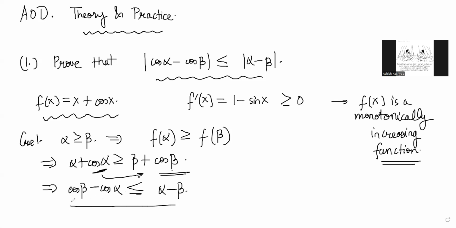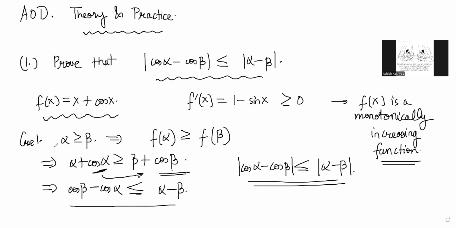So case one, if you take modulus of this, you'll get mod of cos alpha minus cos beta is less than equal to mod of alpha minus beta. And similarly, you can do case two also. For alpha less than equal to beta, you can do similar things. Is everyone understanding what I'm saying? How you can prove it? Yes, sir. Choose an appropriate function, understand whether that function increases or decreases, and then you can solve the problem. You can prove it for both the cases. I have shown you one case, you can do the other case also.